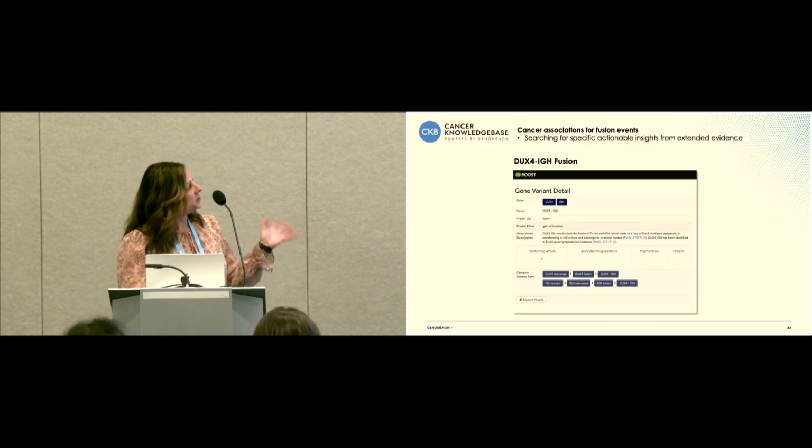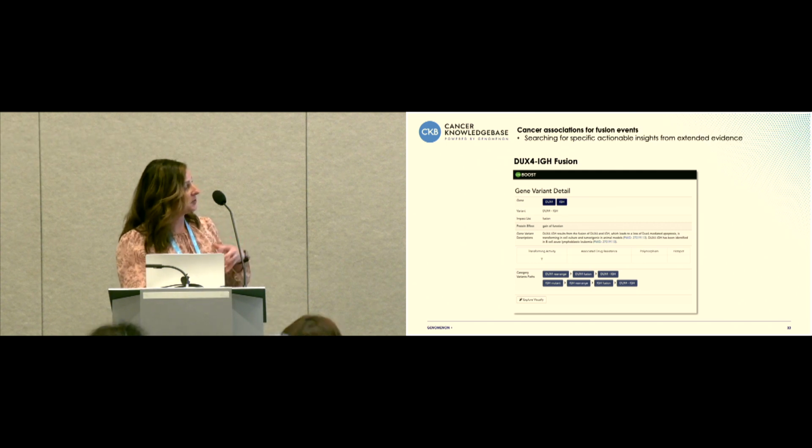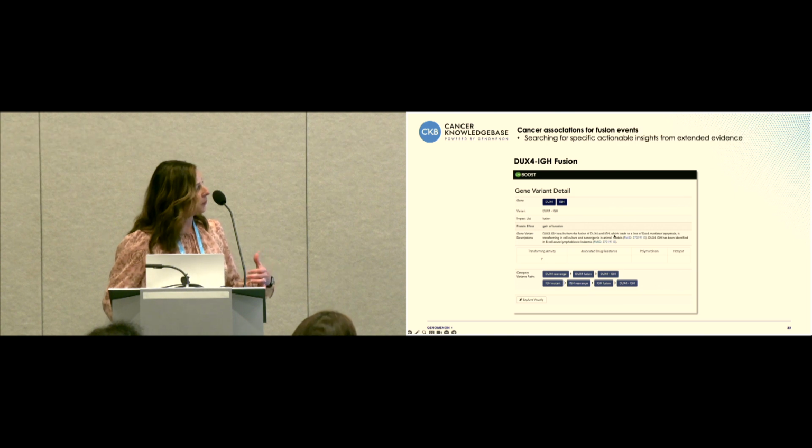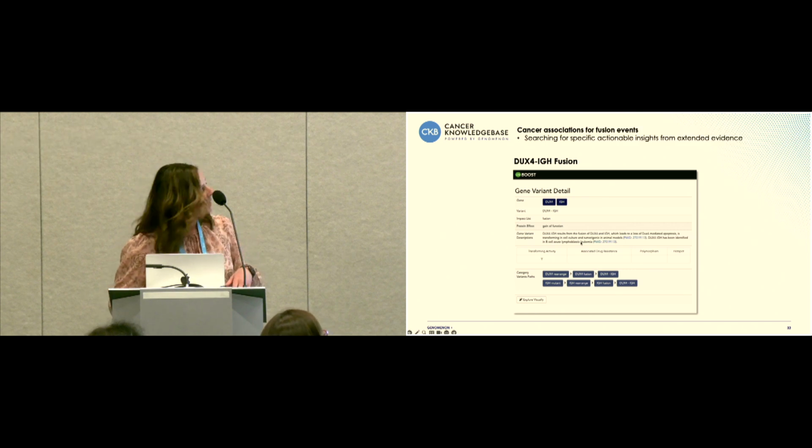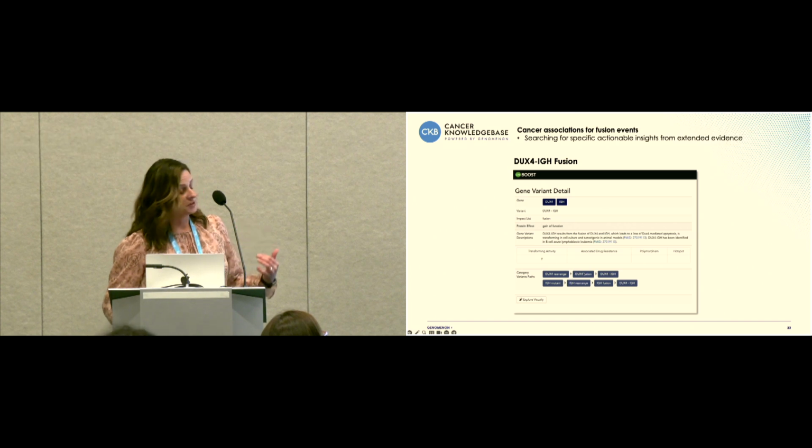So first, going into CKB, we can search for specific actionable insights from extended evidence, specifically just searching on the fusion. So CKB does include fusions, and you can see here that this particular fusion results in a gain of function. There's information related to the evidence that's used to support that gain of function, and then also that it's been identified in B-cell acute lymphoblastic leukemia. And then below that, you can see those category variant paths. So this fusion belongs to DUX4 fusion as well as DUX4 rearrange.